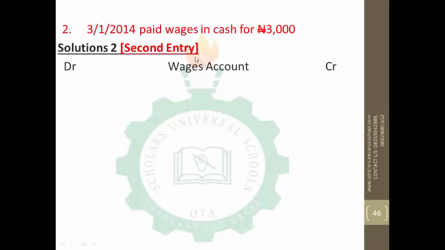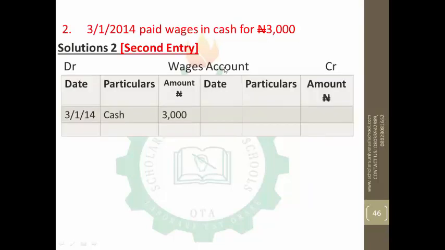Now, second entry, wages account. You open your wages account and you post it on the debit side of 3,000 naira, and you're collecting wages, collecting cash on the 3rd of January 2014, which is collecting cash of 3,000 naira. So that's that.